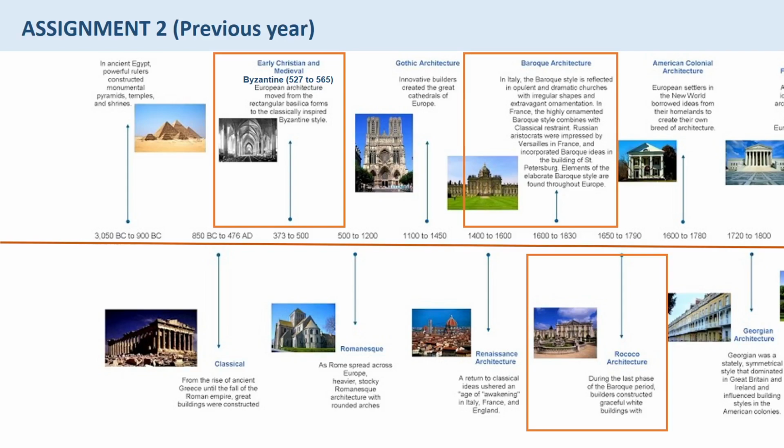lots of pointy towers, flying buttresses, arched windows. All those things were part of Gothic architecture. Then Renaissance architecture. So what happened during the Renaissance? Renaissance means rebirth. A return of classical style was brought in Italy, France, and England, because the Gothic became too ornamented.